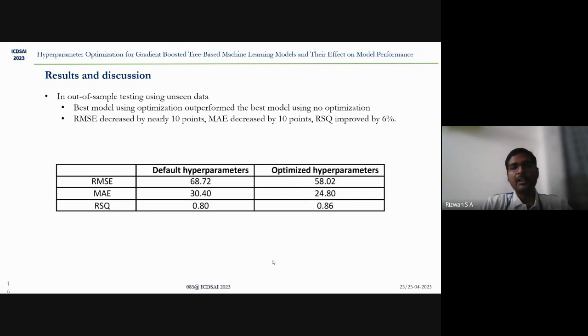In out-of-sample testing also, where we used the testing data set, which was unseen data, the best model using optimization outperformed the best model using no optimization. So we can see that RMSE decreased by 10 points, MAE decreased by 10 points, and R-square improved by 6 percentage points, which is a remarkable improvement for this type of data set.